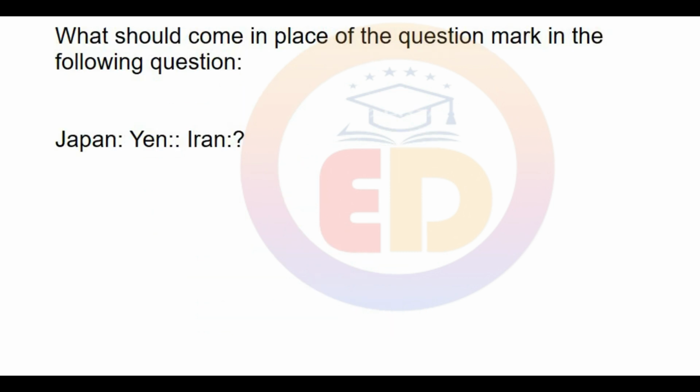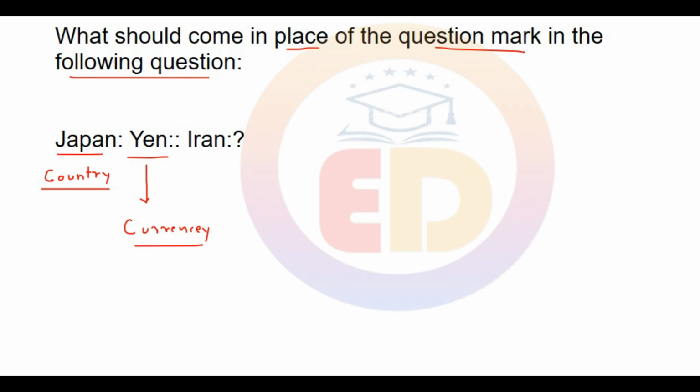What should come in place of the question mark in the following question? In this question, the first word is Japan, which is the name of a country, and the second word is yen, which is the currency of Japan. So the relationship between the first and the second word is basically one of them is country and another one is its currency. We have identified our relation, it is a country and currency relationship.